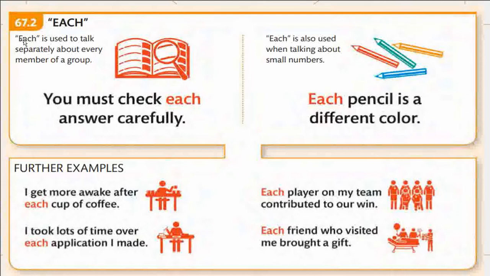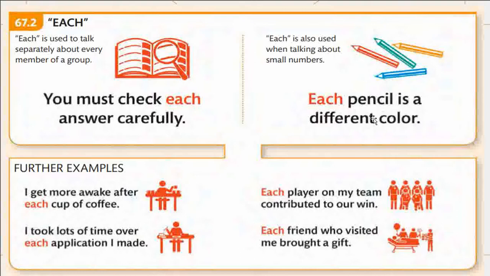So, over here, when you're talking about a single person separately, about every member in the group, then you use the word each. You must check each answer carefully. That means a number of questions were attempted. So, talking about each answer separately. Each is also used when talking about a small number of things. When the countable number is low, then you may use the word each.